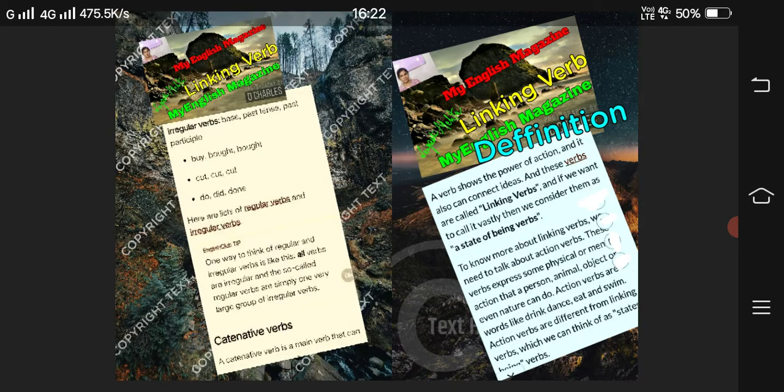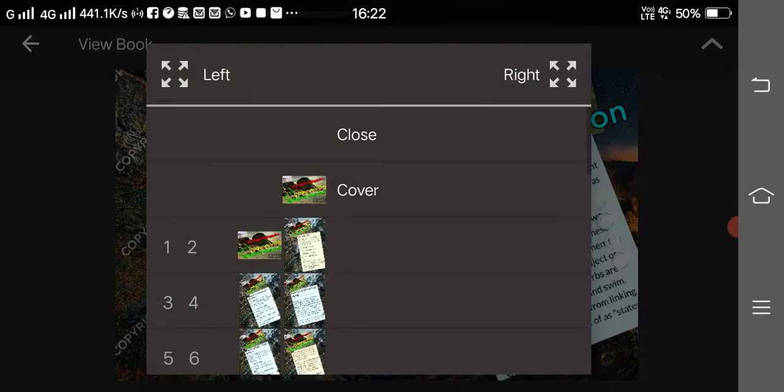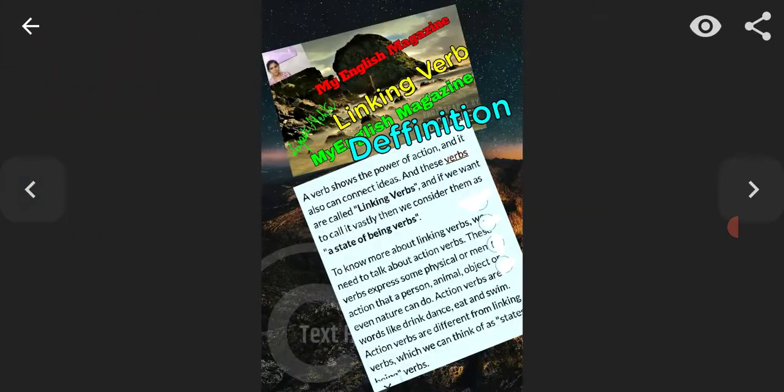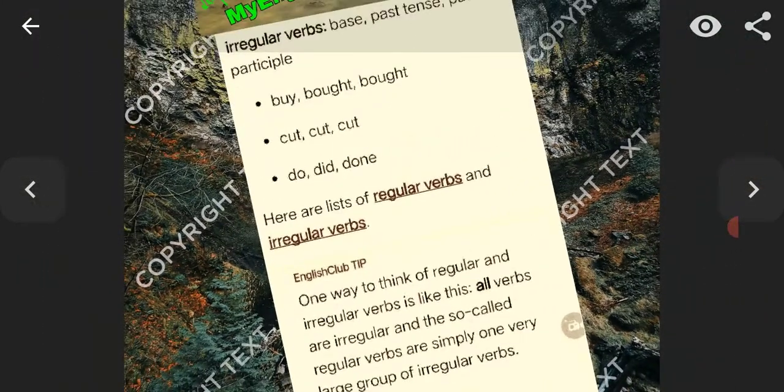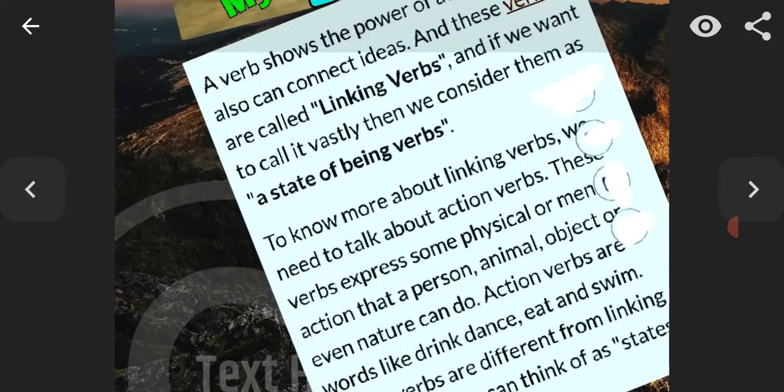This is my magazine, and now I give this one also. Definition. What is the definition?